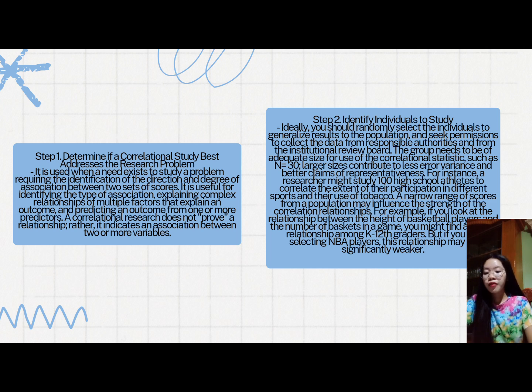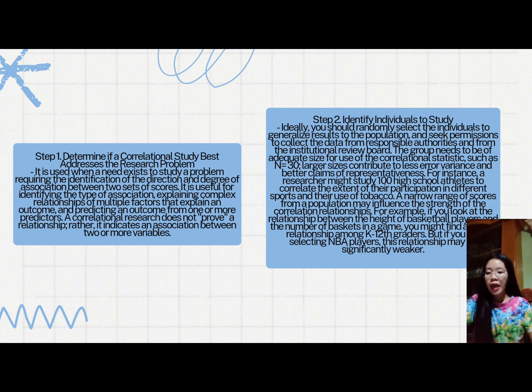So step 2 is to identify individuals to study. Ideally, you should randomly select the individuals to generalize results to the population, and seek permission to collect the data from responsible authorities and from the institutional review board. The group needs to be of adequate size for use of the correlational statistics, such as n equals 30. Larger sizes contribute to less error variance and better claims of representativeness.